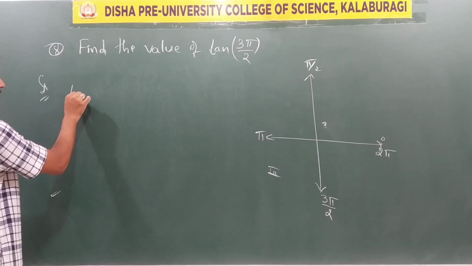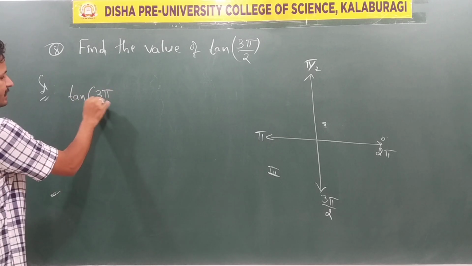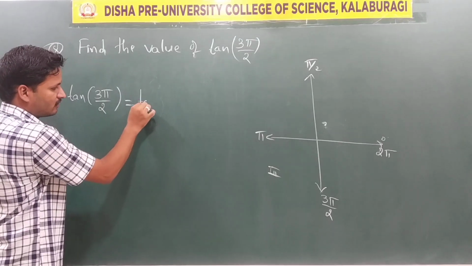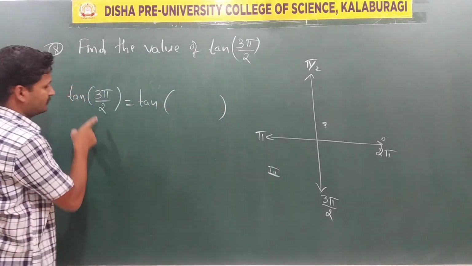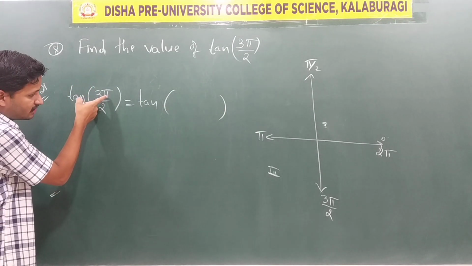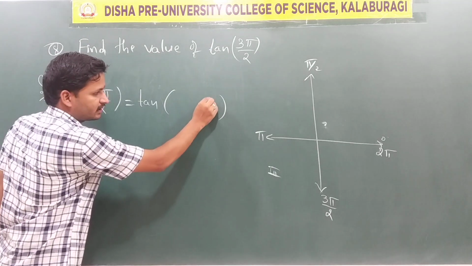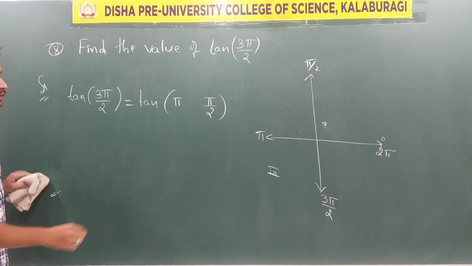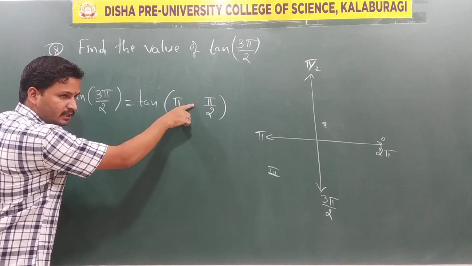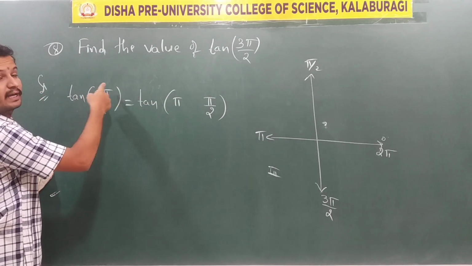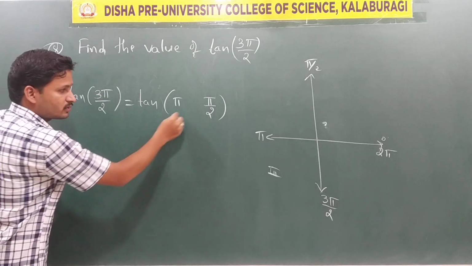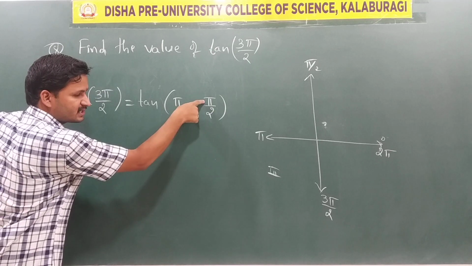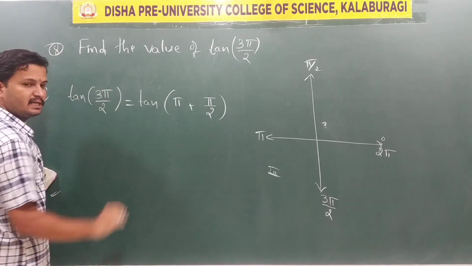So first, tan of 3 pi divided by 2. Leave this 3, just observe pi by 2. So write down here pi by 2 and take here pi. Take an operation, either plus or minus, depending on what we need to get, 3 pi by 2. So just take plus, correct? So that is 2 pi plus pi, that is 3 pi divided by 2.